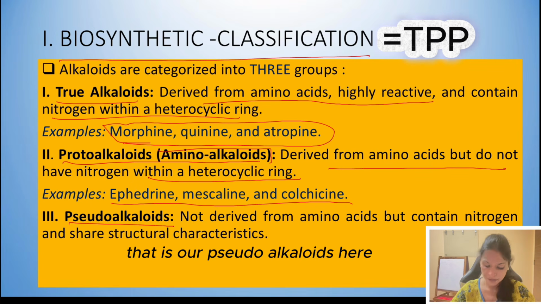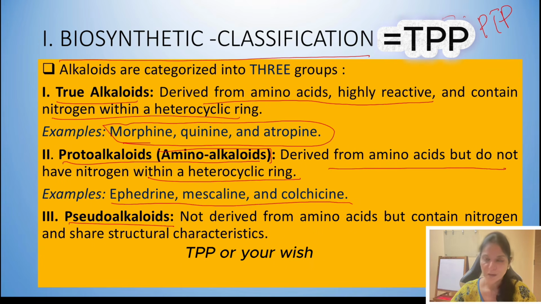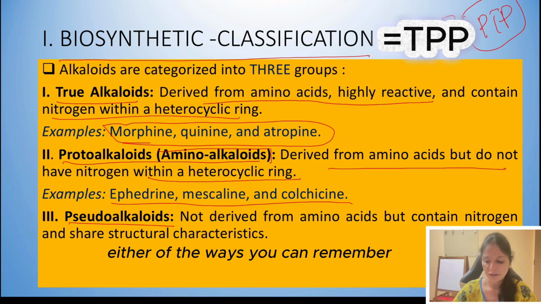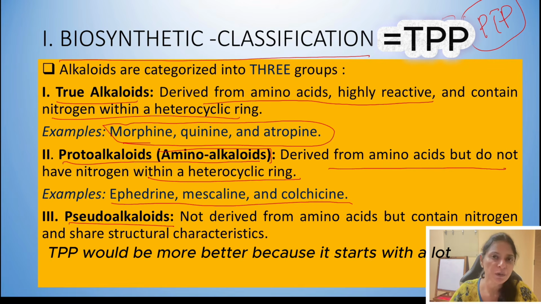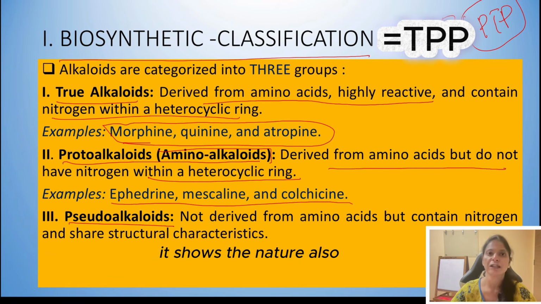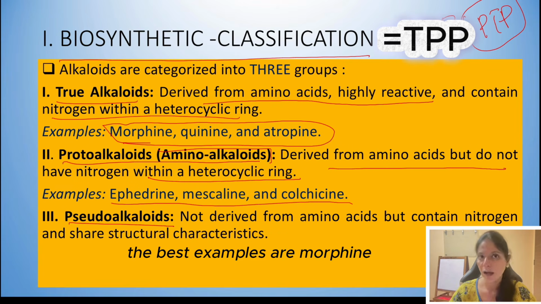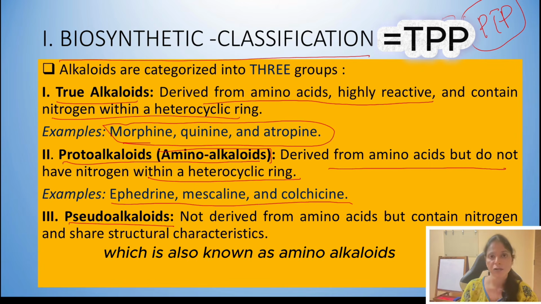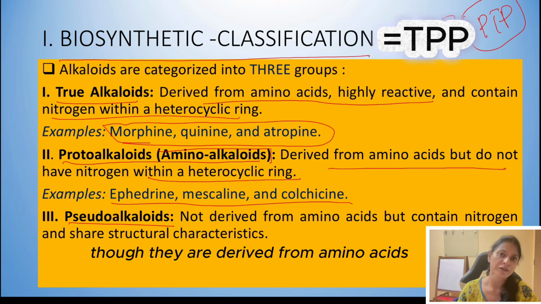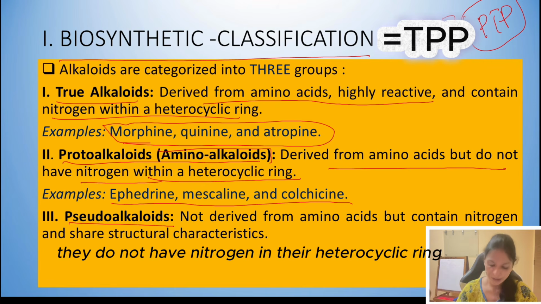And coming to the third one, that is our pseudo alkaloids. You can remember this biosynthetic classification as TPP, or if you wish, PTP. Either way, we can remember the biosynthetic classification of alkaloids. TPP would be better because it shows the nature also and makes the examples easy to remember. For true alkaloids, the best examples are morphine, quinine, and the more commonly repeated atropine. And protoalkaloids, also known as amino alkaloids, though derived from amino acids, the major difference is that they do not have nitrogen in their heterocyclic ring.